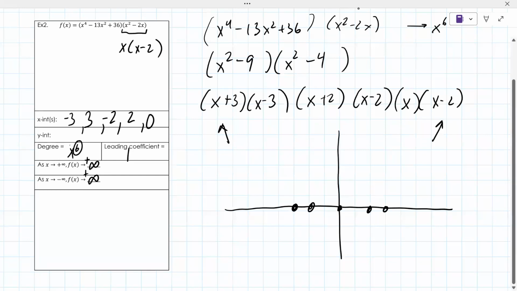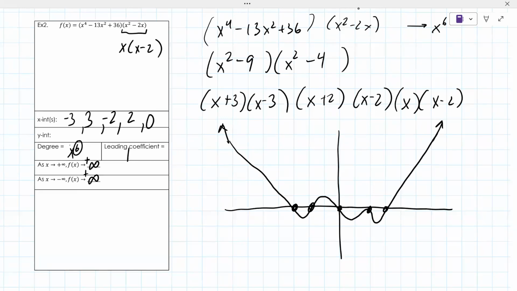And then at each of these points except for 2 it crosses. So we come down, cross, come up, cross, cross. At 2 though, it bounces, so it comes back down and then crosses. All right. That's the extent of the graph.